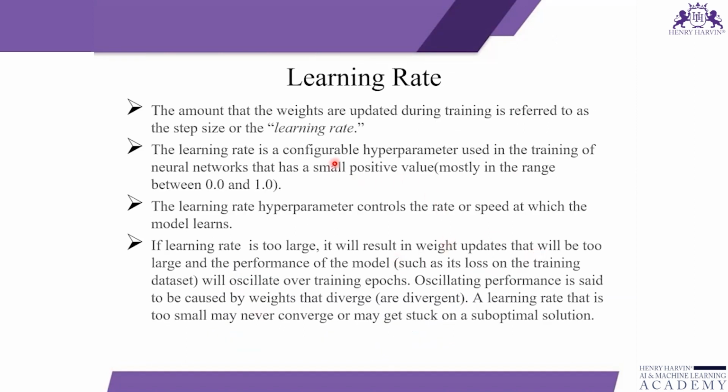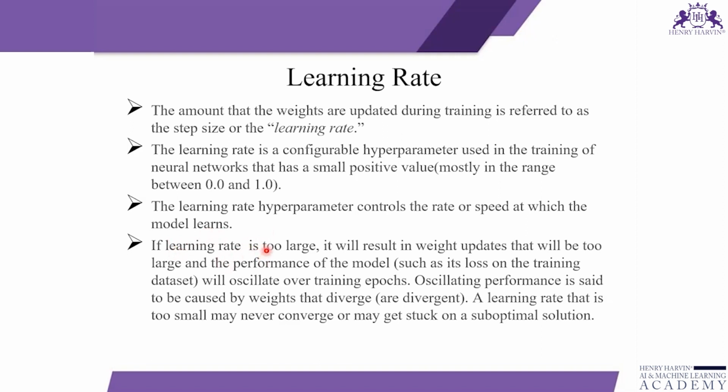So now let us discuss the learning rate. The amount that the weights are updated during training is referred to as the step size or the learning rate. The learning rate is a configurable hyperparameter used in the training of neural networks that has a small positive value, mostly in the range between 0.0 and 1.0. The learning rate hyperparameter controls the rate or speed at which the model learns.